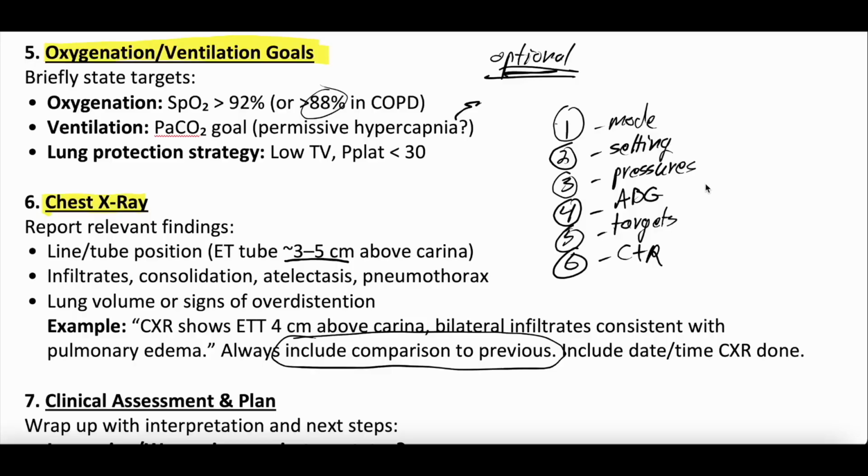Most recent chest x-ray was from 24 hours ago. The endotracheal tube was 3 centimeters above the carina. It did demonstrate improving bilateral infiltrates that we thought was pulmonary edema as compared to the chest x-ray done preceding that. All right. Hopefully we didn't miss any parts of that when we were saying it out loud. We didn't prep these ahead of time, so we're doing them in real time.